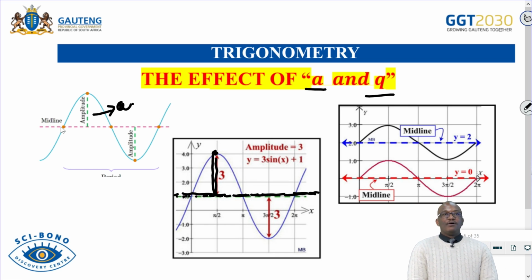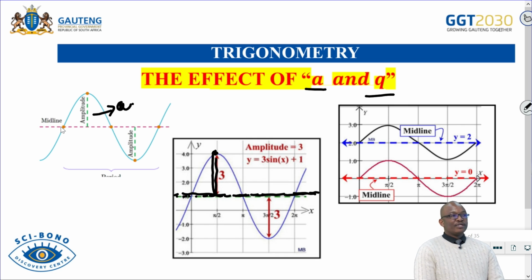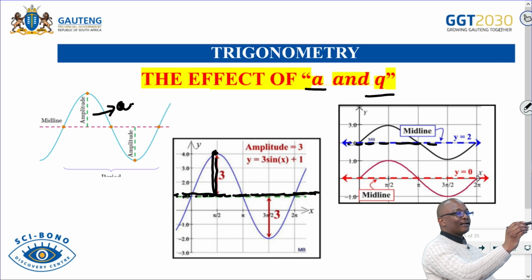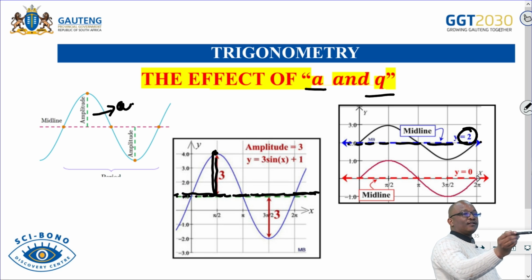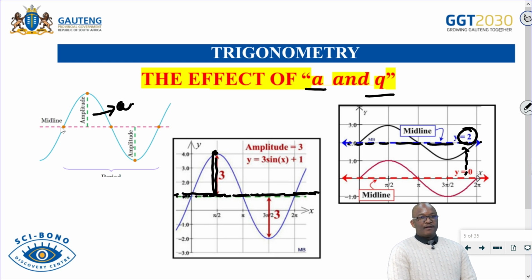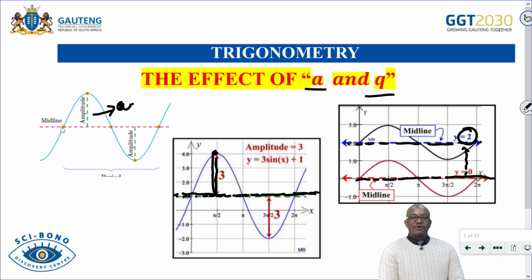Then the value of Q, we said it shifts the graph up and down. We're looking at our midline. If the midline, let's say, is positive 2, then this graph will go 2 units upwards. With the original graph, you can see that the midline is equal to 0, y = 0. So those are the things that we're looking at.